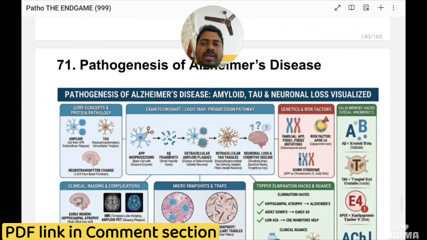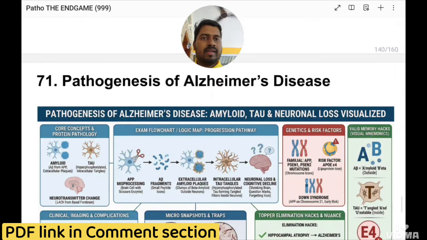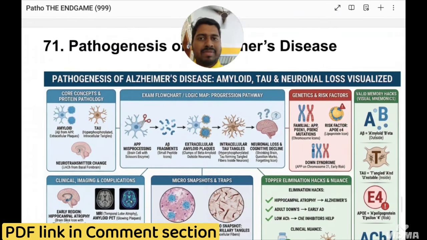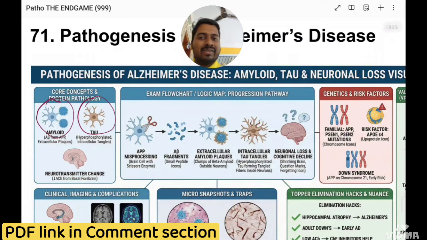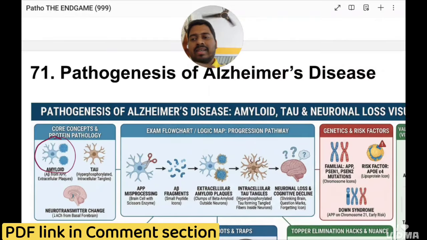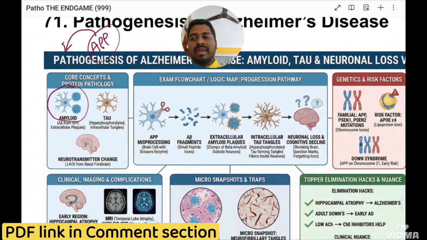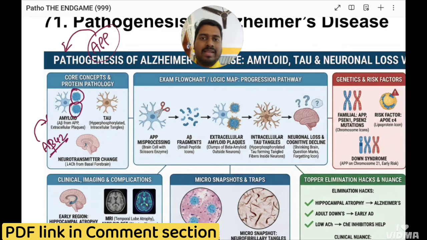Next we'll go to Alzheimer's disease. So from the pathology aspect, there are only two things that you need to remember: one is amyloid and another is tau. Everything revolves around these. So basically, what is amyloid? APP is a precursor molecule, amyloid precursor protein. Because of misfolding in Alzheimer's disease, we get A beta, mainly A beta 42, that exact variant. This accumulates in the extracellular space and causes damage to the neurons.